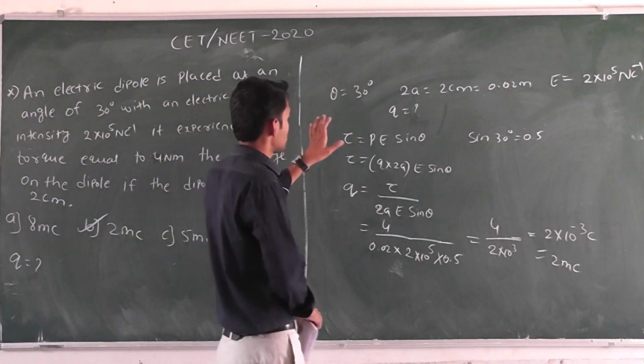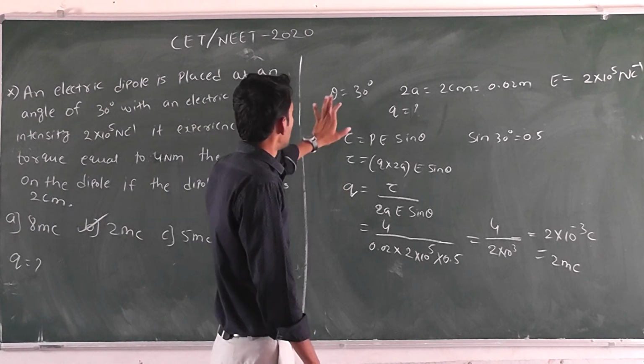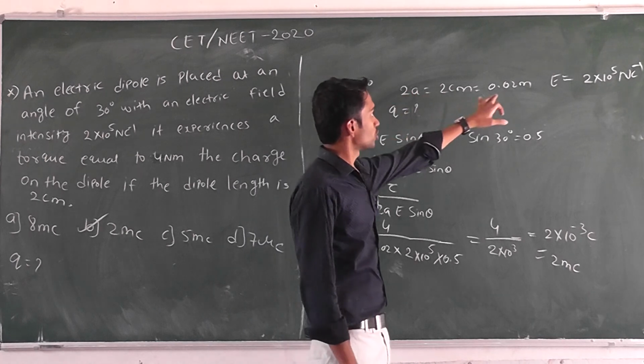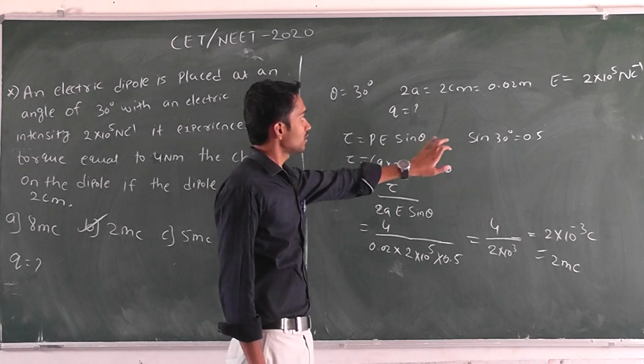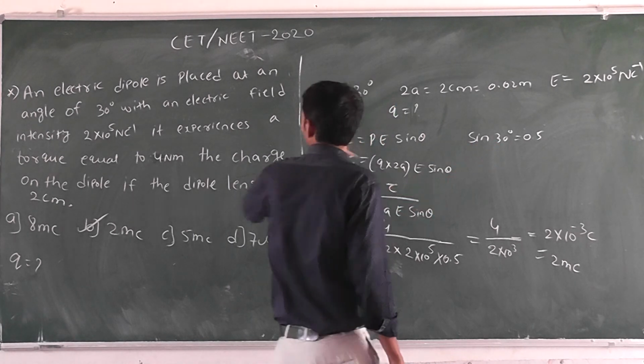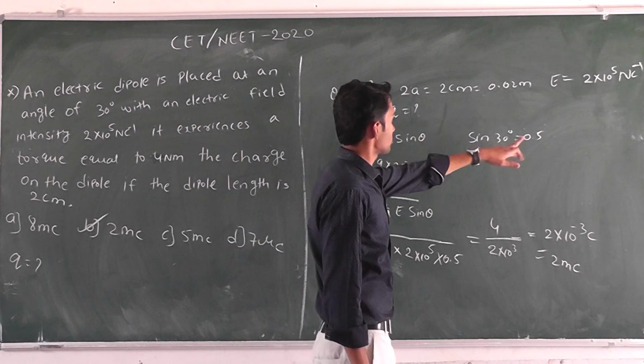See, this is a formula based question. The theta value is given here. 2A value is 0.02, electric field is 2 into 10 to the power of 5. So tau is equal to PE sin theta. So sin 30 degree. Okay. The theta angle is given. Sin 30 degree is equal to 0.5.